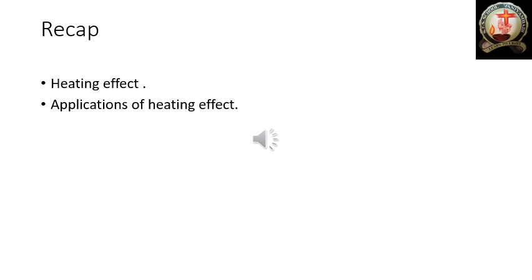When current flows through a resistor, some of the electrical energy delivered to the resistor is converted into heat energy. This effect is called heating effect of electric current. I told you about this topic in the previous class. So next one, applications of heating effect.